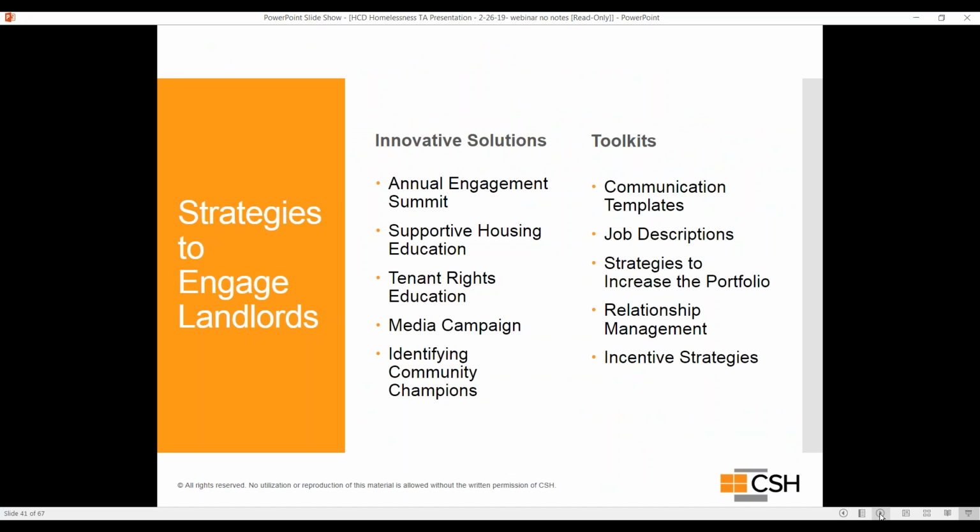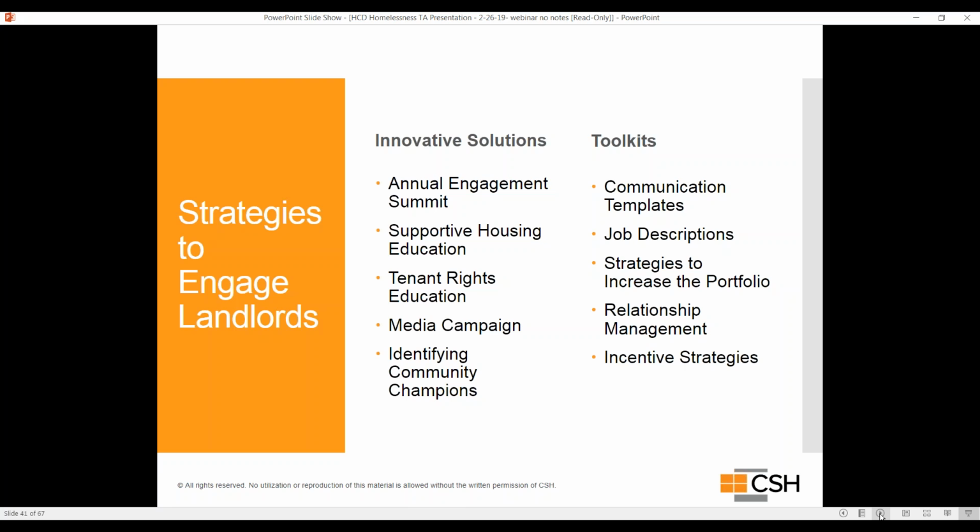The last category to support communities with addressing housing stability outcomes is establishing or improving innovative solutions to engage landlords and identify creative housing solutions in challenging rental markets. Some examples of this approach are listed here, but include developing tools and resources to advertise and engage landlords in order to develop a robust inventory of supportive housing units.